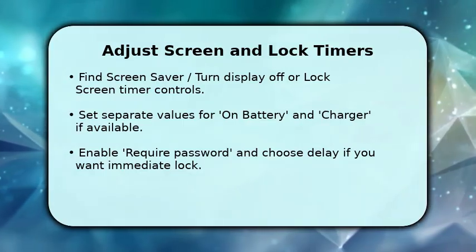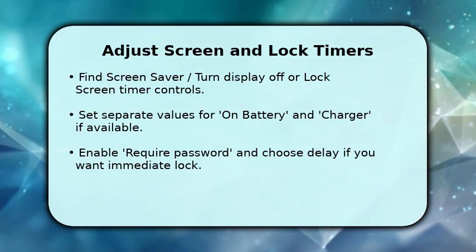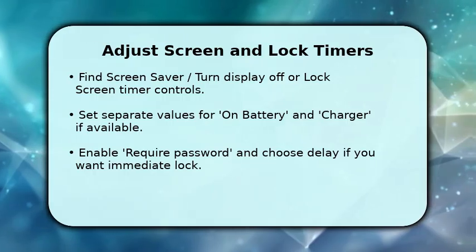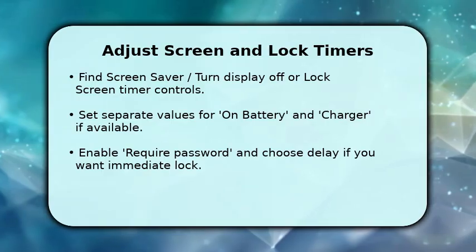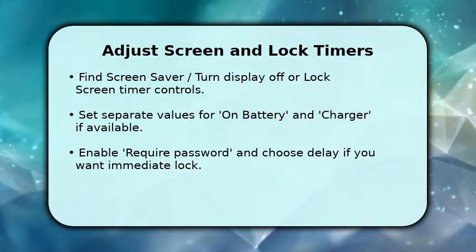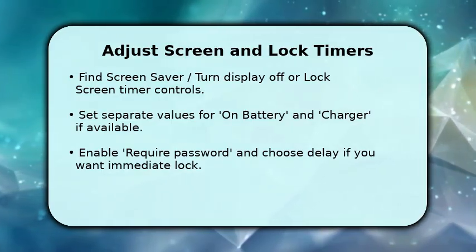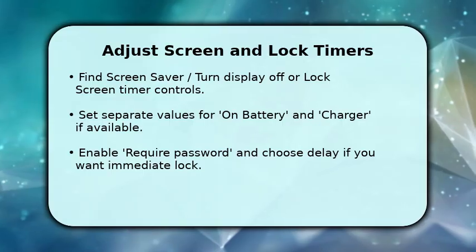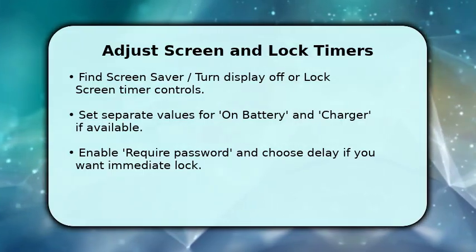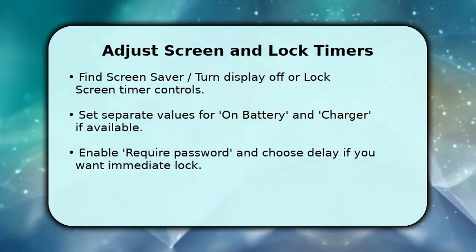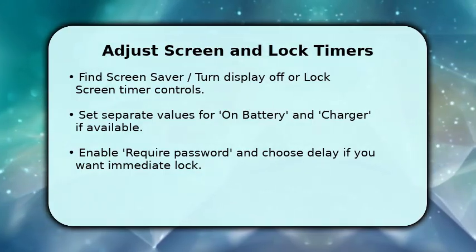In Displays or Lock Screen settings, locate the Turn Display Off or Screen Sleep slider and drag to the desired minutes. Some Mac OS versions label it as Screensaver or Lock Timer. If your Mac shows separate options for battery and charger, set them independently so you save power on battery. Also enable or adjust Require Password after sleep or screensaver to control when the lock engages.